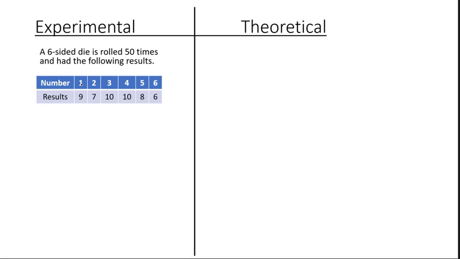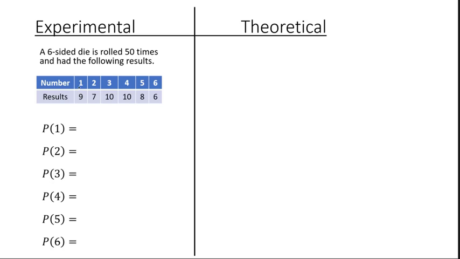Let's say that we took a six-sided die, and you roll it 50 times, and you have the following results. The number 1 was rolled 9 times, the number 2 was rolled 7 times, the number 3 was rolled 10 times, 4 was rolled 10 times, 5 was rolled 8 times, and 6 was rolled 6 times. So the experimental probability of 1, 2, 3, 4, 5, and 6 would be found by doing the following.